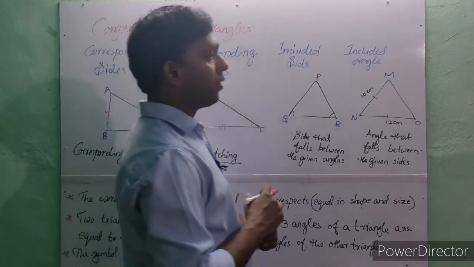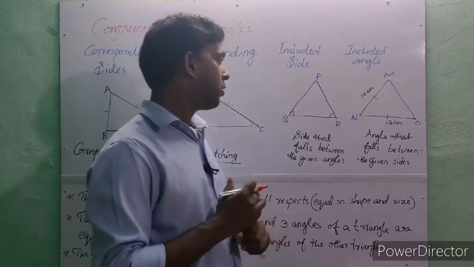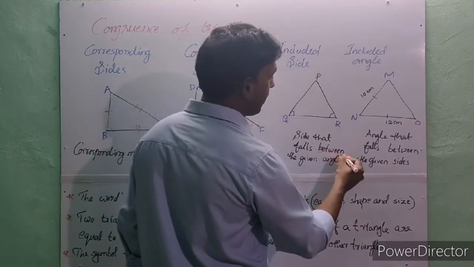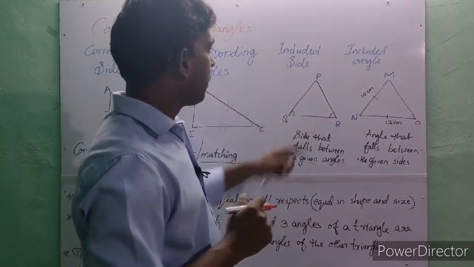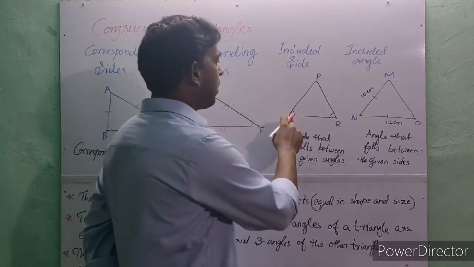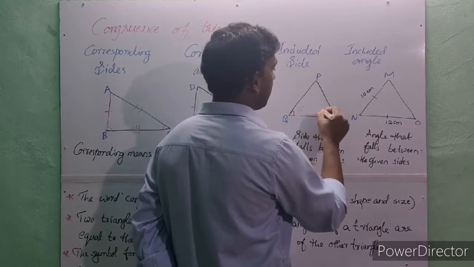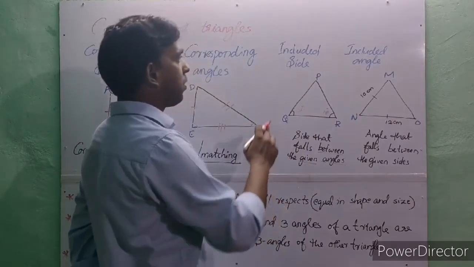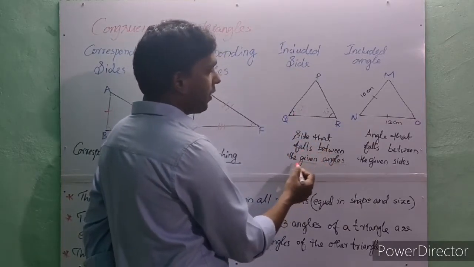So now let's move to the next concept, that is about included side. What do you mean by included side? Side that falls between the given angles. As we know, in a triangle there are three angles, but in this triangle, look here, there are two angles given. So let me put it as 30 degrees here and 40 degrees here. Only two angles are given. So what is the included side? It means the side that falls between given angles.